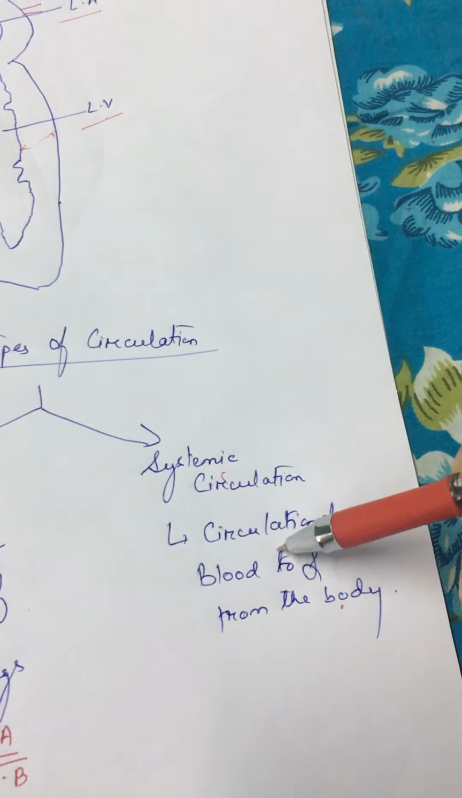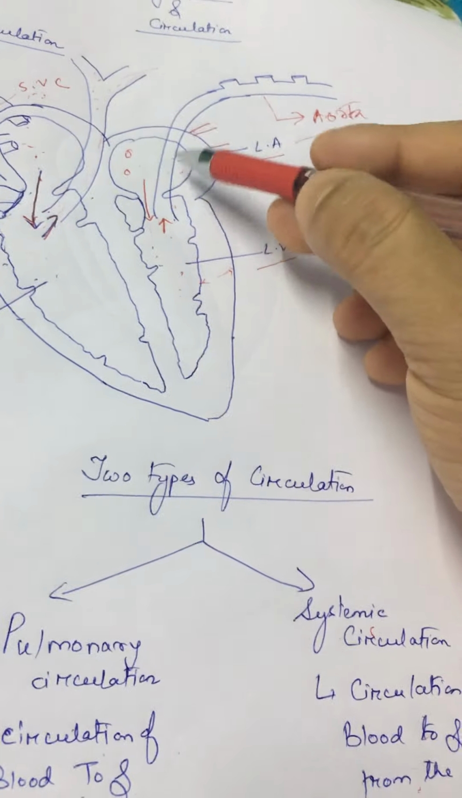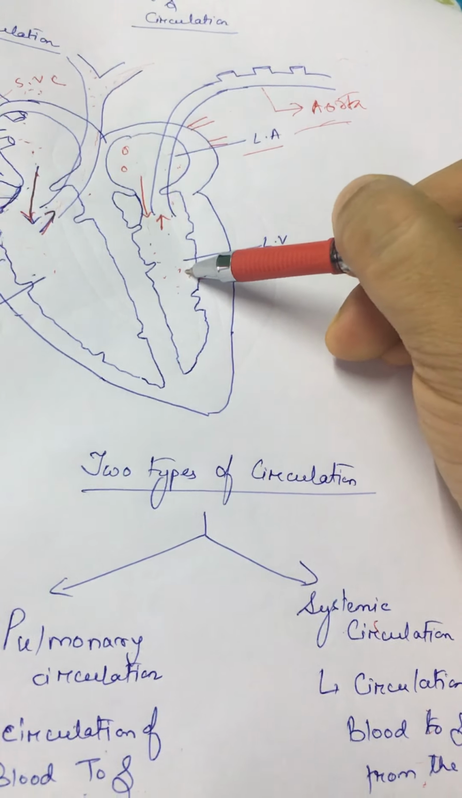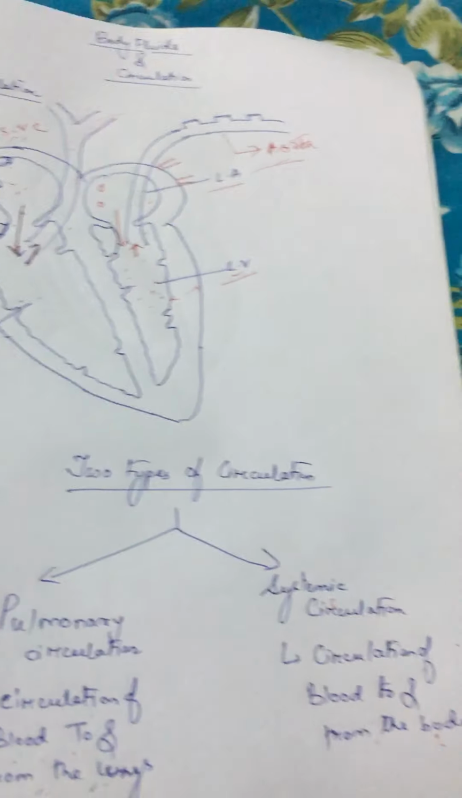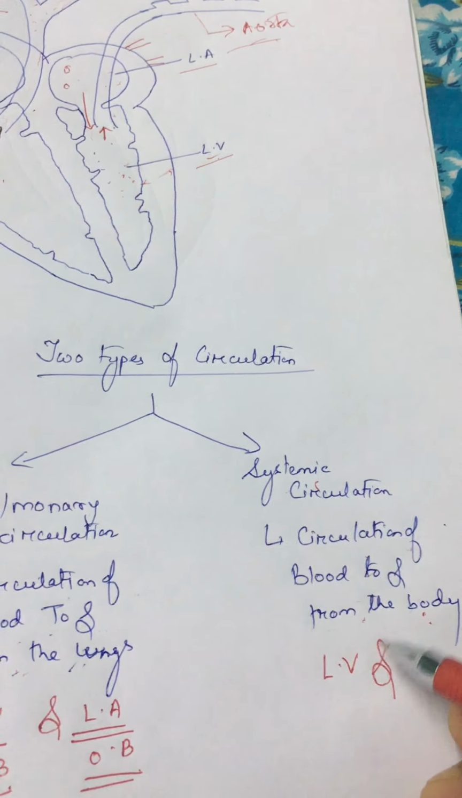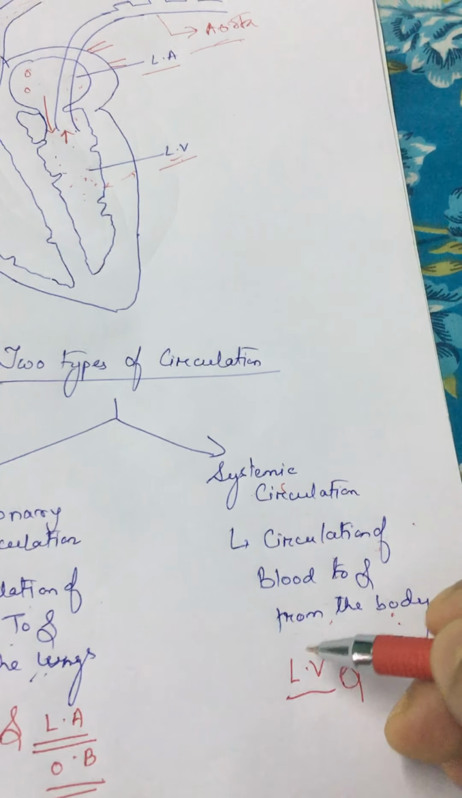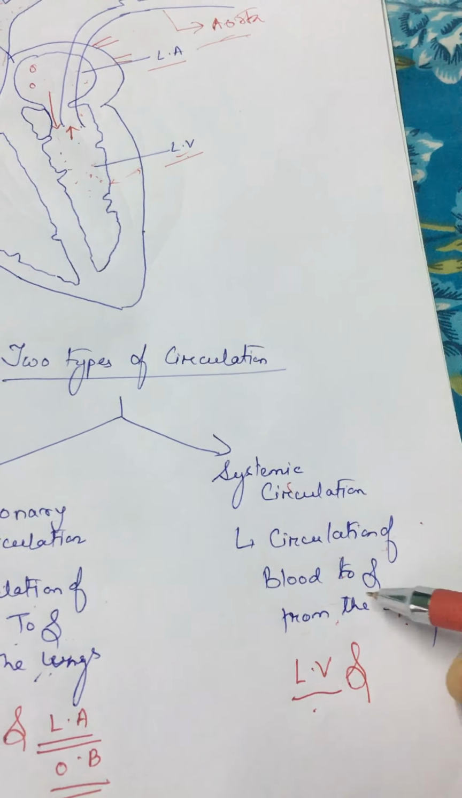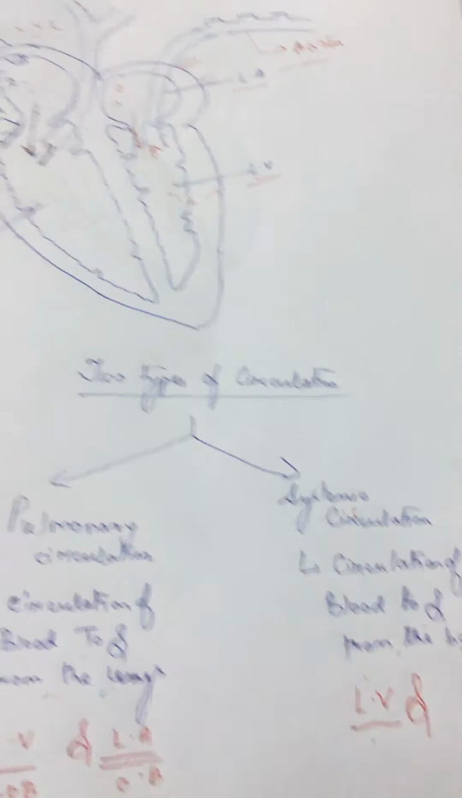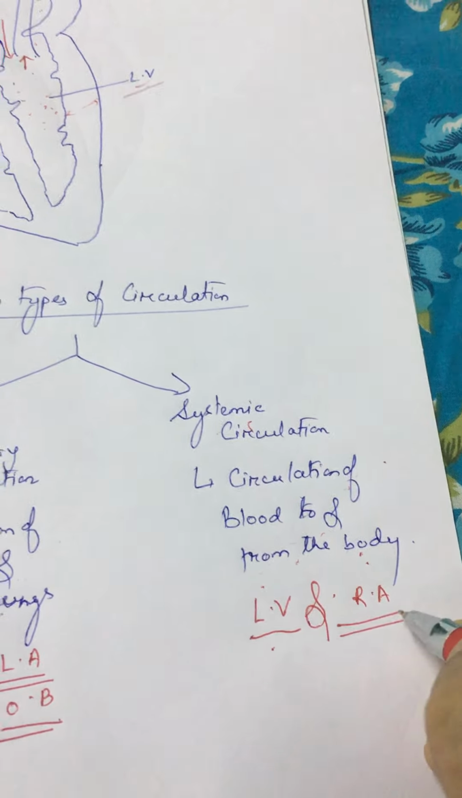So what is systemic circulation? This is the circulation of blood to and from the body. So the OB blood will be pumped to the body through what? Through the aorta. And from which chamber of the heart will the OB blood be pumped? From the left ventricle. That means which two chambers are involved in the systemic circulation? Left ventricle, and from the body, the blood will be brought to which chamber of the heart? Yes, to the right auricle. So the left ventricle and right auricle are involved in the systemic circulation.